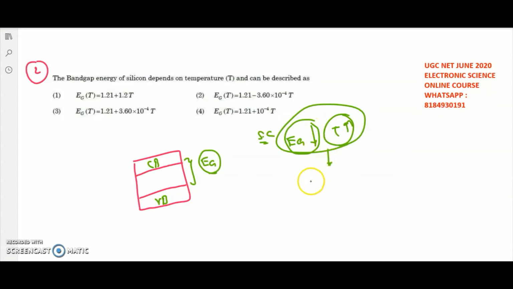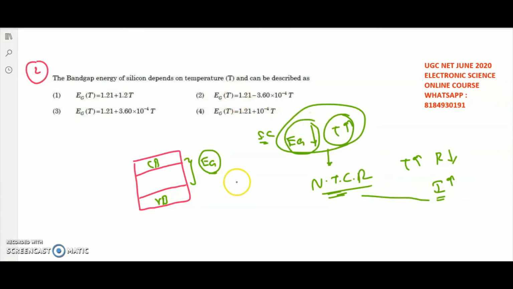Such a property is based upon the negative temperature coefficient of resistance, right? Negative temperature coefficient of resistance means if the temperature increases, then the resistance of the semiconductor decreases. That means the current increases. Current increases means the energy band gap decreases with increase in temperature. So these are all the internal links between the different parameters.